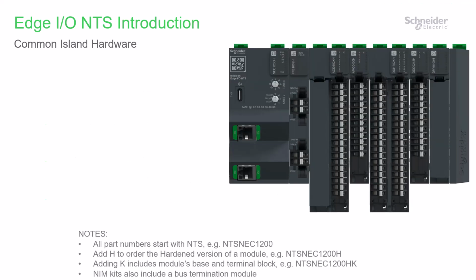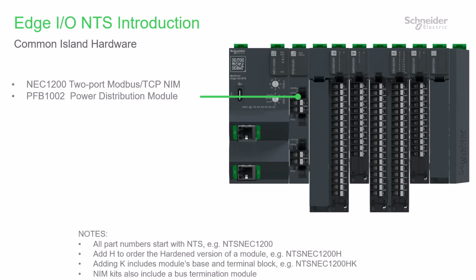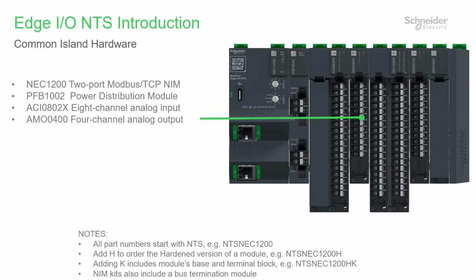Here's a typical Edge I/O island layout. First is always the NIM, in this case a 2-port Modbus TCP or Ethernet IP type. Next is a power distribution module for the bus and 24-volt DC I/O channels. This is placed between the NIM and the first I/O module. Next, in this case, is an 8-channel analog input module and a 4-channel analog output module.